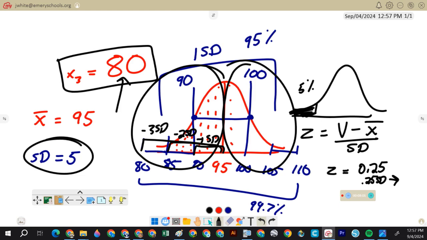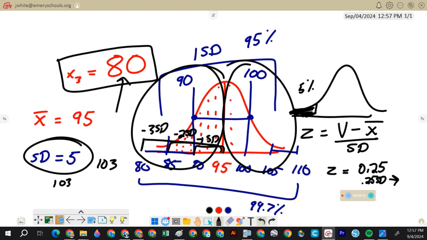Okay? All right, what if your score was, let's say, 103? What is your z-score? Well, it's always value minus average. Why do we do value minus average? Because that makes the numbers on the right positive and the numbers on the left negative. So 103 minus the average of 95, and that gives 8. Divide that by 5, and I get 1.6.